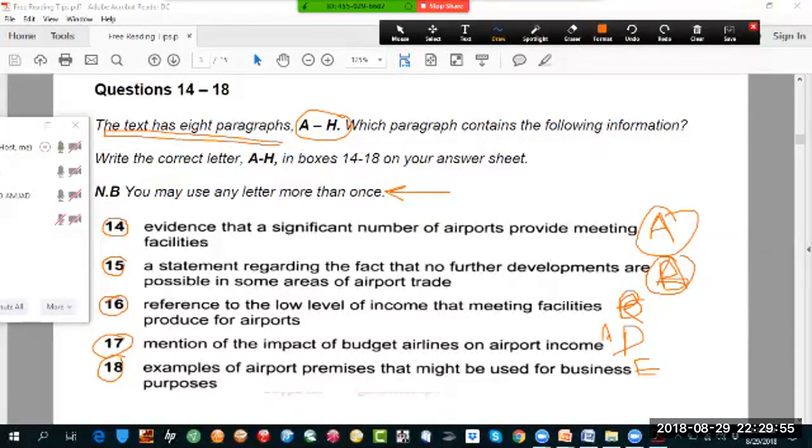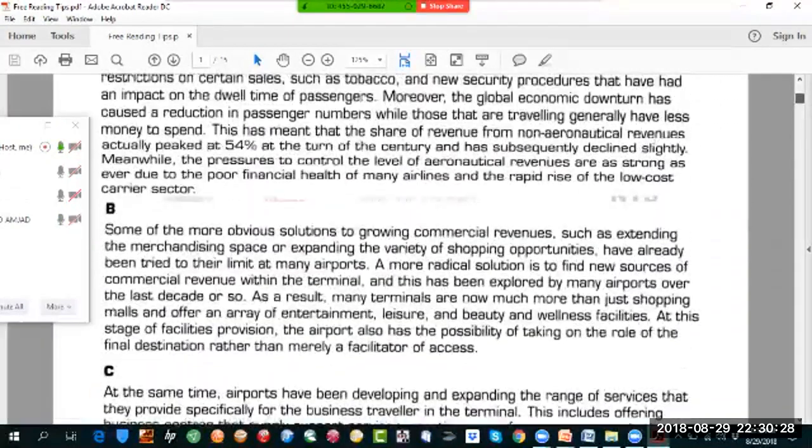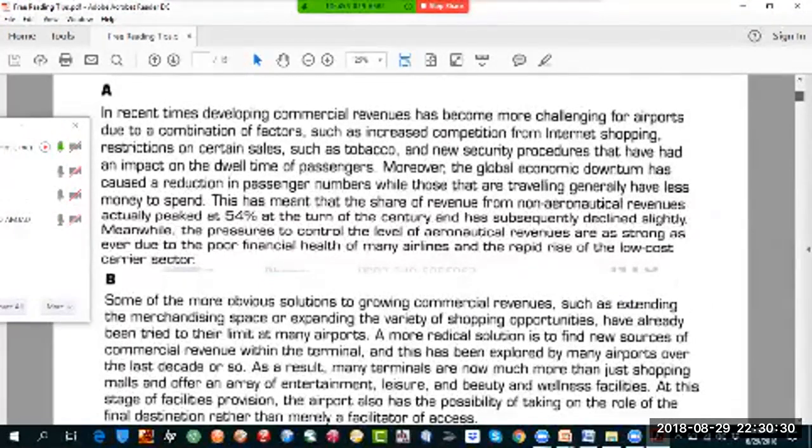Right. So what is the technique to attempt a not-in-sequence question? Shall I read question number 14 first and then go back and read all 8 paragraphs to find it? Or do I just need to read paragraph A first and then try to match which of these pieces of information are in paragraph A? Second option. I will read one paragraph at a time. Fine. So what I will do is read paragraph A.